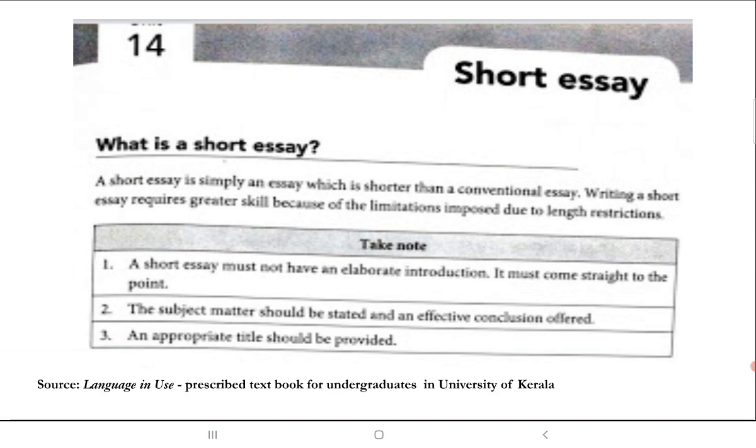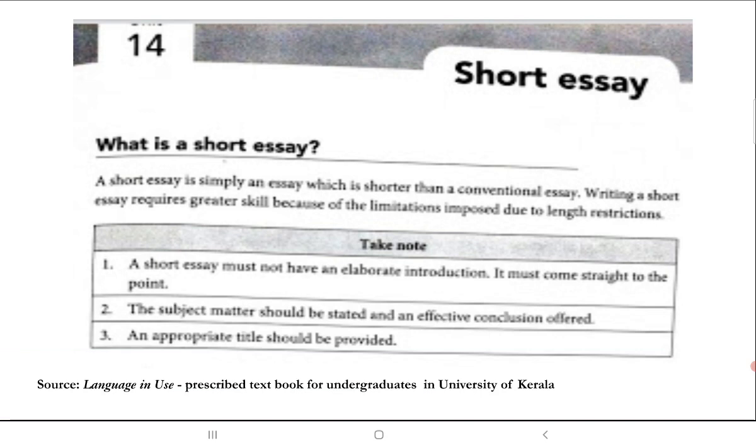That means a conventional essay definitely has an introduction, and the subject matter will be the core or crux of it, and there will be a conclusion. But what is the difference in framing these sections when it comes to a short essay? We'll look into it. Writing a short essay requires greater skill because of the limitations imposed due to length restrictions.